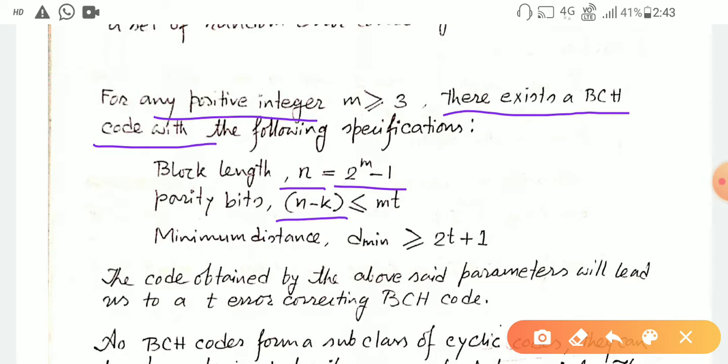Parity bits n minus k should be less than or equal to m times t. T is the number of error correcting bits, and the minimum distance d min should be greater than or equal to 2t plus 1. The code obtained by the above parameters will lead us to the t error correcting BCH code. Due to this reason, t is the error correcting bit. So in this case, t number of errors can be corrected by this kind of BCH code.